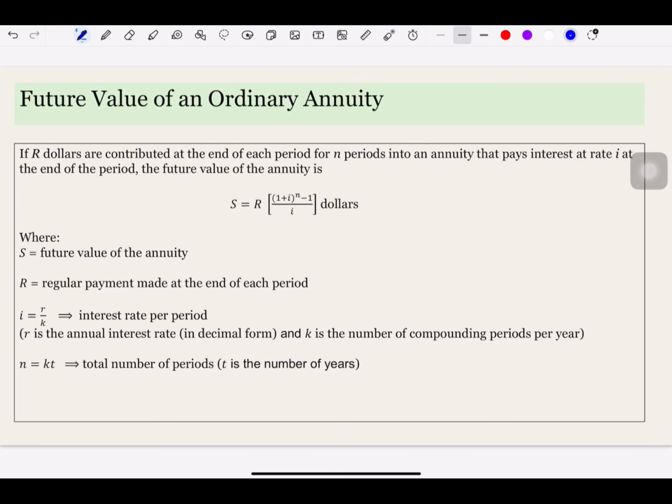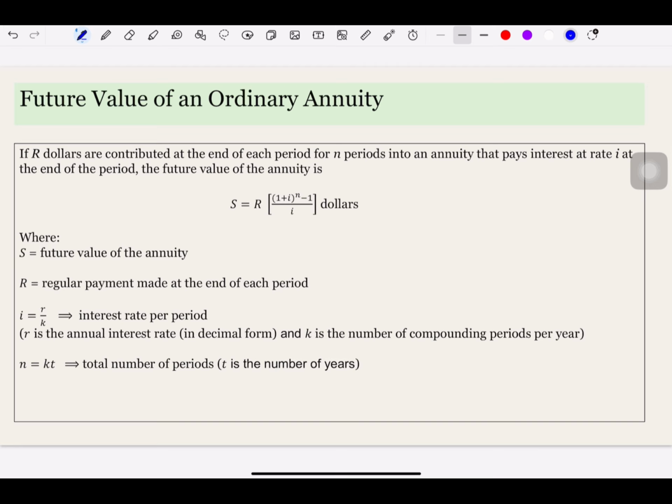Okay, so in this video, we are diving into a very powerful concept in finance, the future value of an ordinary annuity. Imagine you're regularly saving money, maybe every month or every quarter, and that money is earning interest along the way. Over time, your contributions and the accumulated interest grow into something much bigger. That's exactly what an ordinary annuity helps us model.